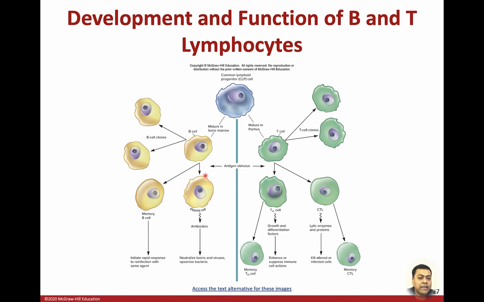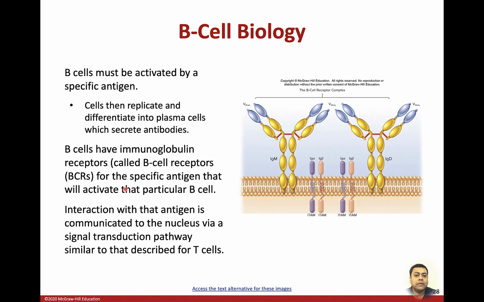It can differentiate into a specific type of even larger cell, which we call a plasma cell, which is going to secrete the antibody to neutralize the toxin, viruses, and opsonize the bacteria, which will also trigger, remember that, the complement system. On the other hand, some of these cells will become the memory B cells, and this will initiate the rapid response to reinfection with the same antigen. So let's take a look at what the downstream processes are.